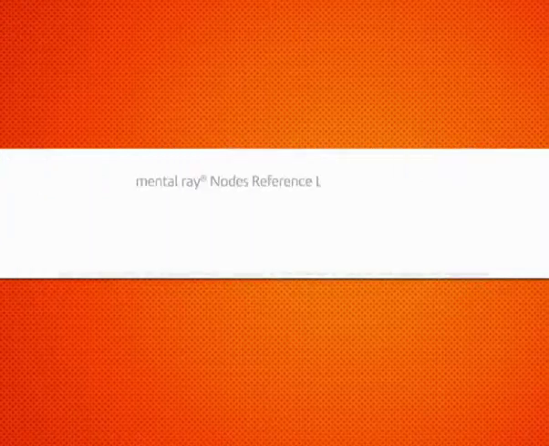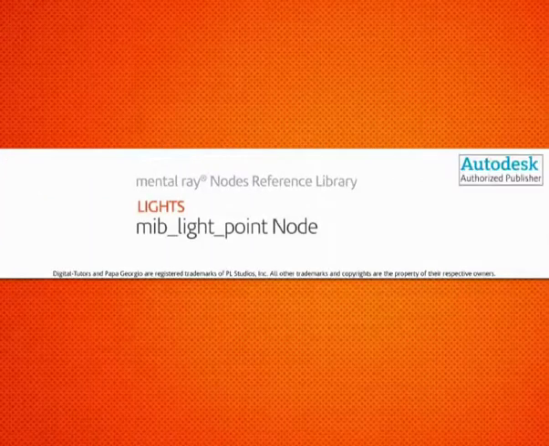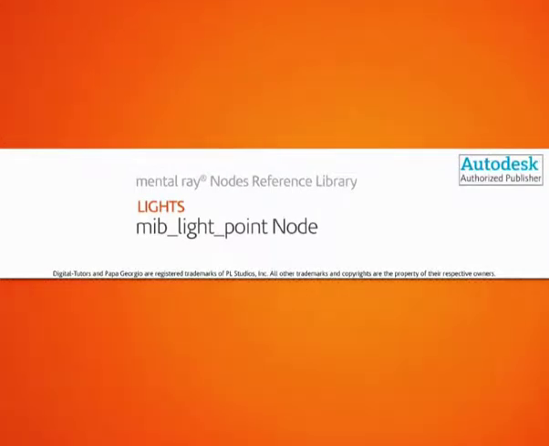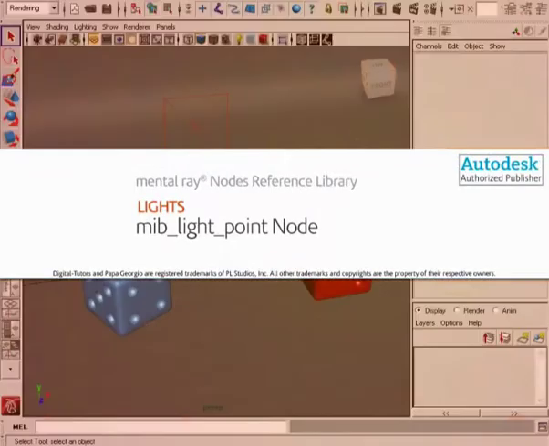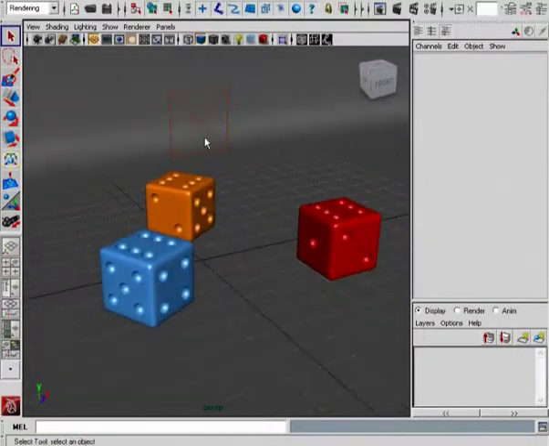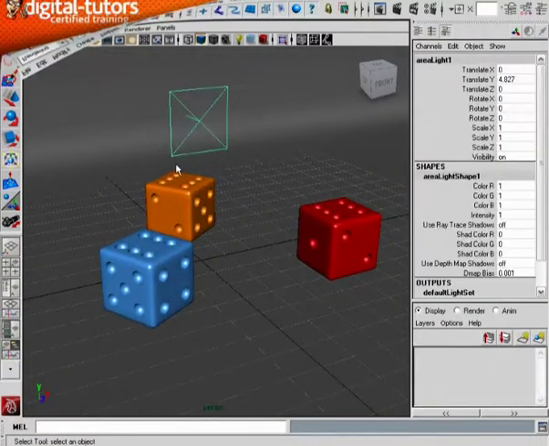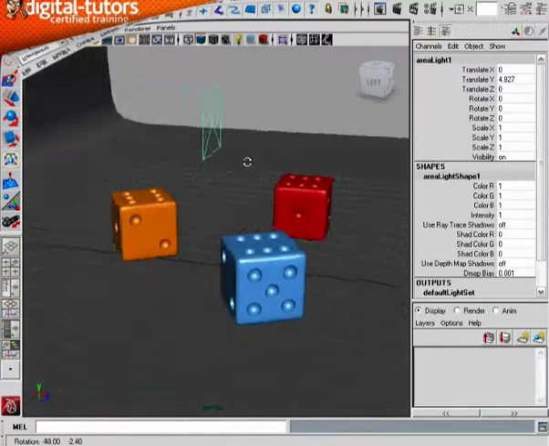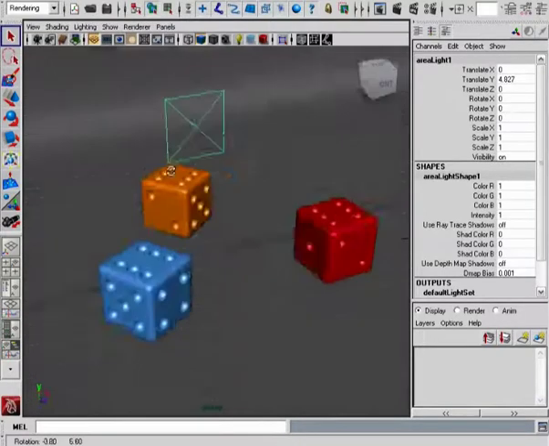In this lesson, we're going to take a look at some of the attributes and the uses of the MIB point light. So the MIB point light is a mental ray light type that can be connected to almost any type of a Maya light. So in this case, we can start with something like a simple area light.